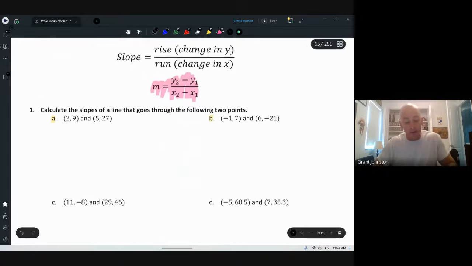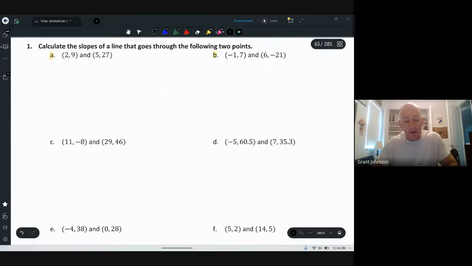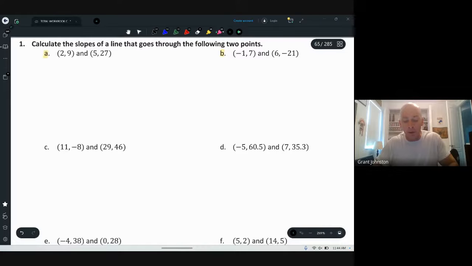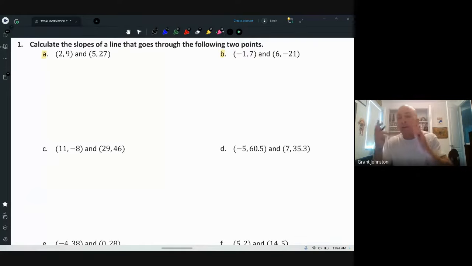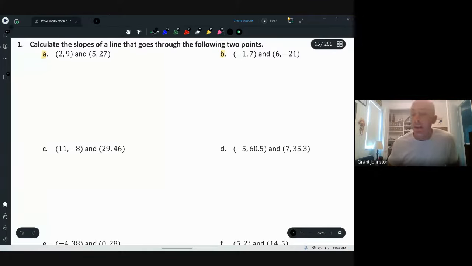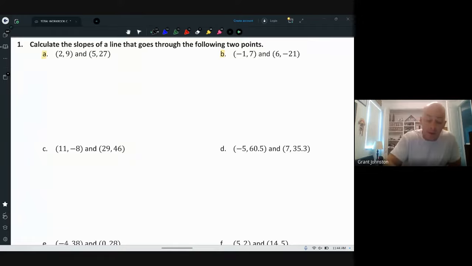So let's get down to number one. It says calculate the slope of a line that goes through the following 2 points. If you think of it conceptually, I just think, okay, rise divided by run. Now, don't write what I'm about to write, but I say, okay, it's going from 9 to 27. That's our y, our output. From 9 to 27, it's going up 18. If I subtract those, I would get 18.